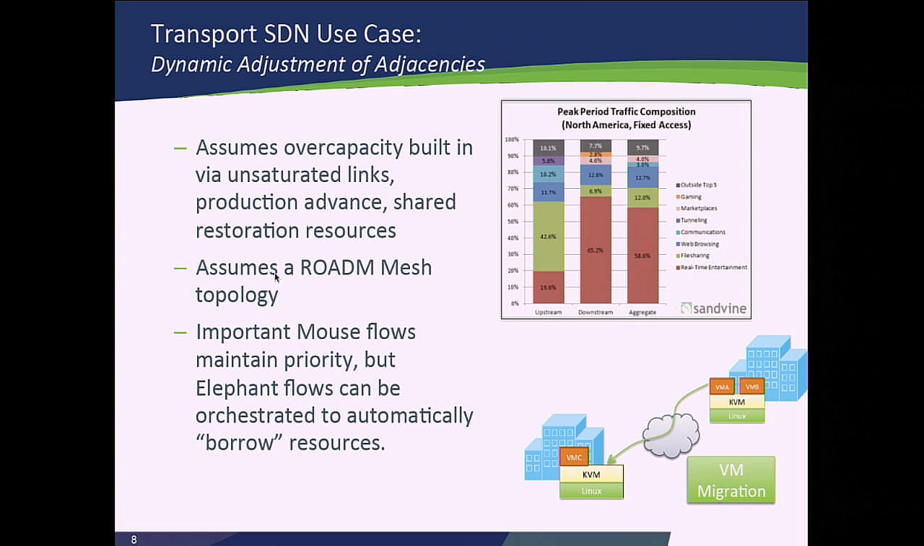These elephant flows, though, can consume bandwidth to the point of trampling mouse flows, which have proprietary data or data that's high priority, and so SDN can help with this as well. In this use case, we have to make a few assumptions. One is that there's an overcapacity in your network, either through shared restoration resources or production advance. And the other is that it's a mesh network, ROADM or other ways, with multiple connection endpoints.